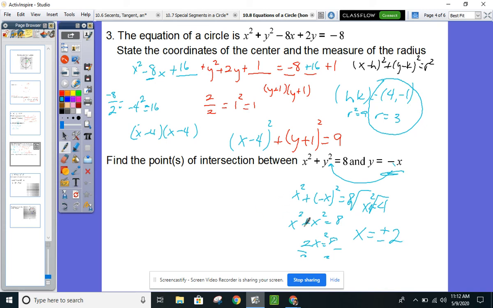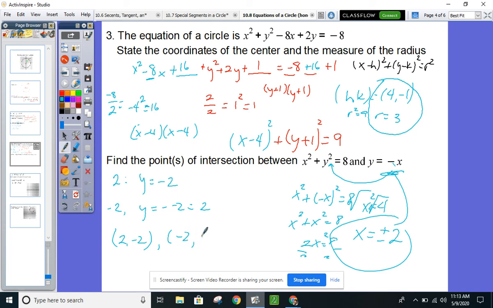Well, to figure out the y, we're going to take this and substitute it back in here. So when x is 2, you get y equals negative 2. When x is negative 2, you get y equals negative negative 2, which gives a positive 2. So our coordinates will be 2 comma negative 2 and negative 2 comma 2.